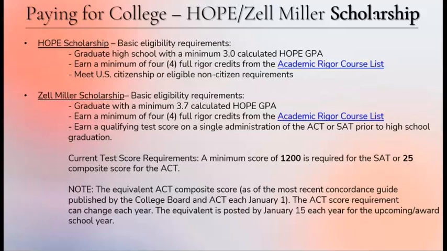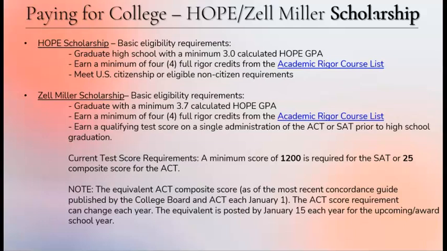It's very important to note that the composite ACT scores are as of the most recent concordance guide published by the College Board and ACT each January 1. So this is already established. The ACT score requirement can change every year, and that equivalent is posted by January 15th each year for the upcoming award/school year. So this is what it is right now. We'll see what happens come the start of the new year in 2025.